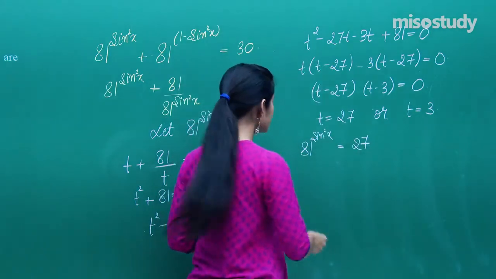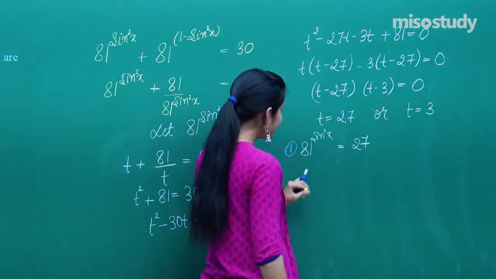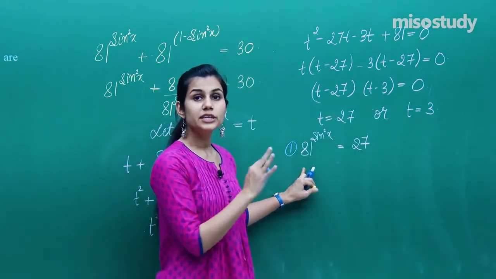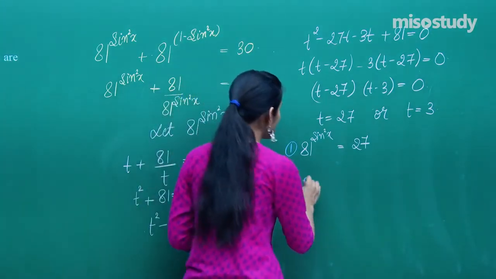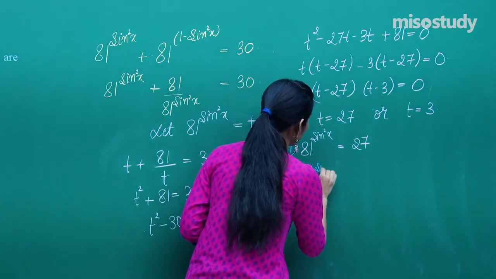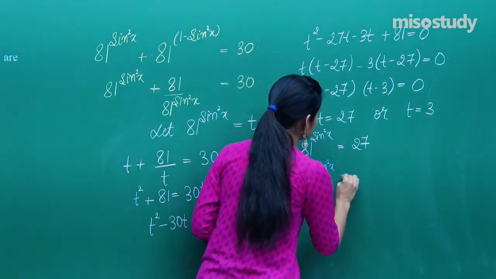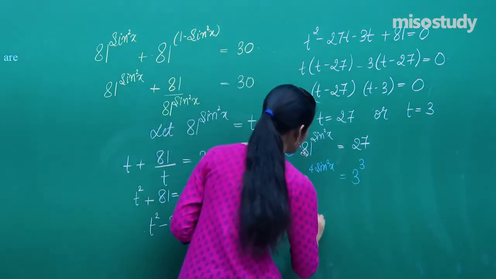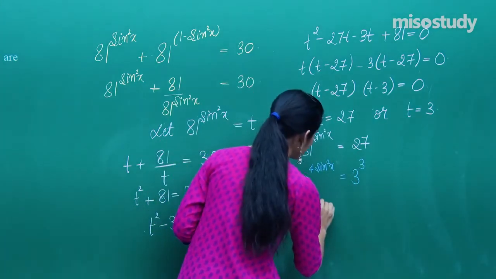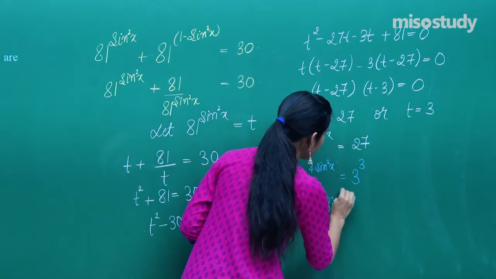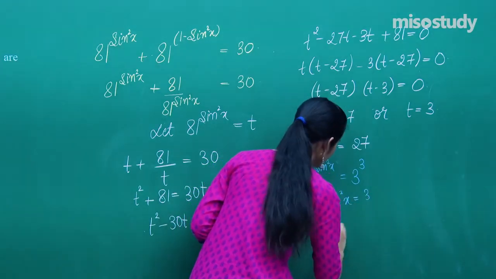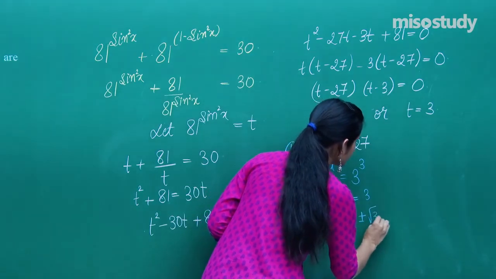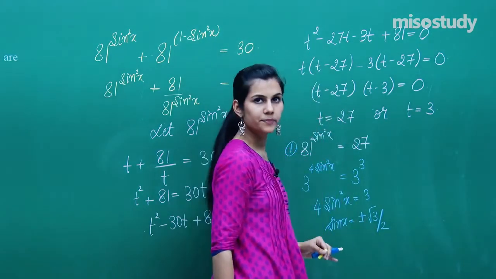Let's deal with this first. 81 is what? 3 into 3, 9. 9 into 3, 27. 27 into 3 is 81. So this can be written as 3 to the power 4 sine square x equals 3 to the power 3. Bases are same, equate the powers. 4 sine square x equals 3, so sine x equals plus minus root 3 by 2.